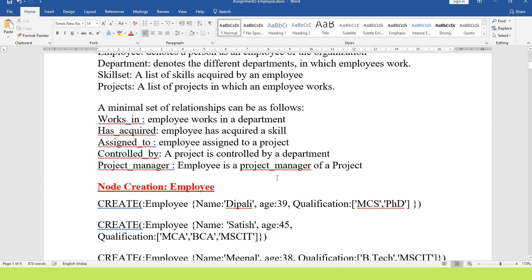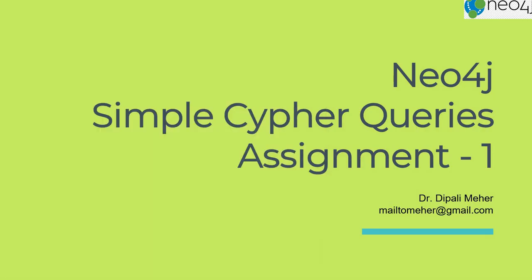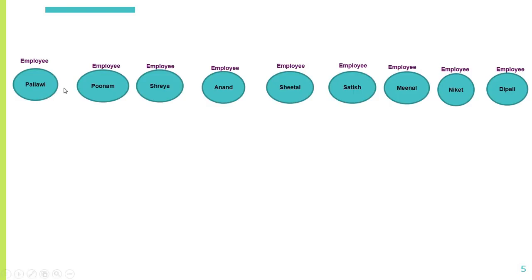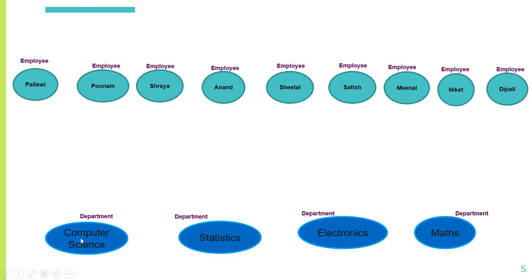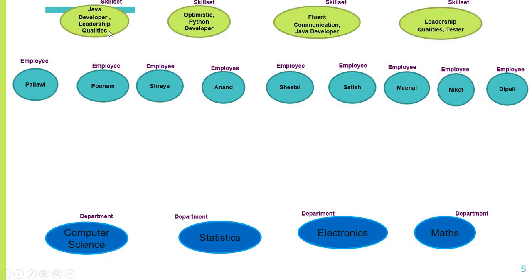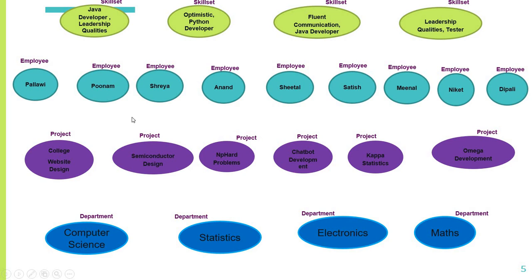Now let us see this slide in PowerPoint, how we have modeled this. There are different employees, so I have taken here 9 employee nodes. There are different departments like computer science, statistics, electronics and maths. There are different skill sets: Java developer, leadership qualities, optimistic, Python developer. So the 4 skill sets I have taken. There are different projects: college website design, semiconductor design, NP hard problems, chatbot development, Kappa statistics and Omega development.